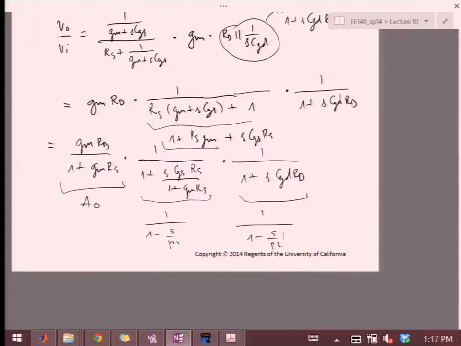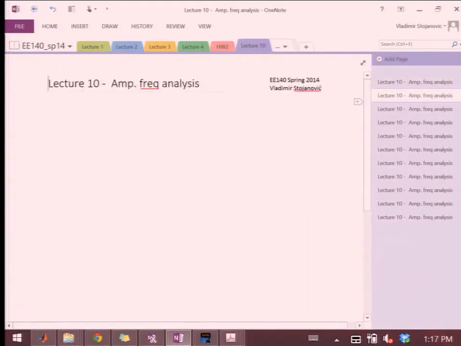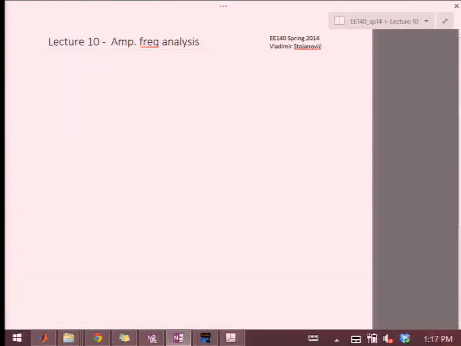Now, it's a bit tedious, so let's take a look at how we can do it with the open circuit, or zero-value, time constants.